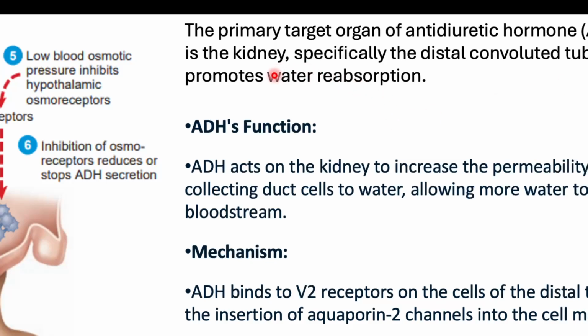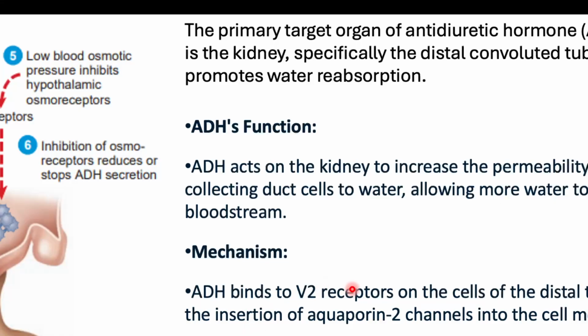If you remember correctly, vasopressin maintains the water and blood pressure balance in the body. The expression of vasopressin causes water retention in the kidneys. So it specifically targets the distal convoluted tubule in a nephron and collecting ducts. ADH's function: ADH acts on the kidney to increase the permeability of the distal convoluted tubule and collecting duct cells to water, allowing more water to be reabsorbed back into the bloodstream.